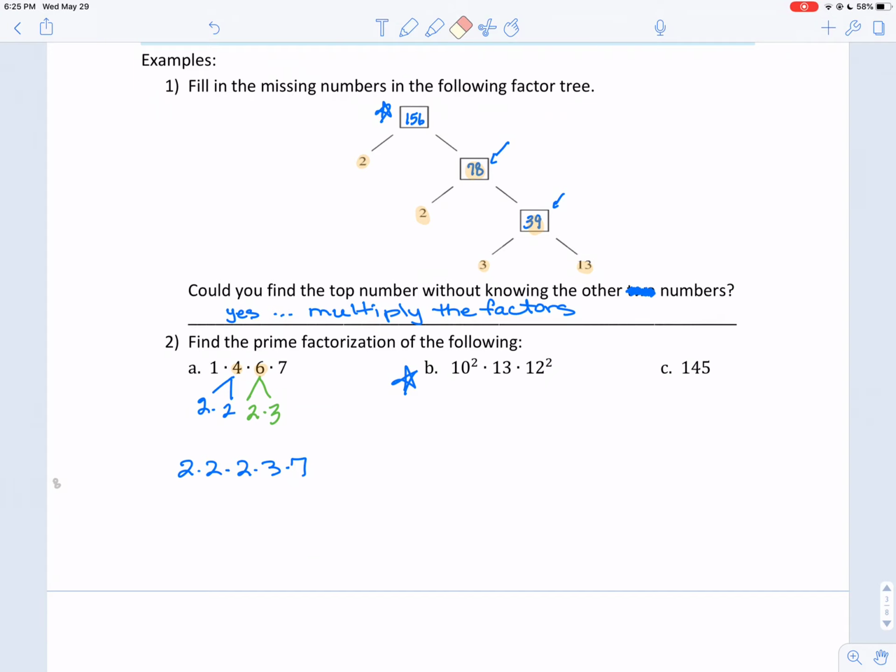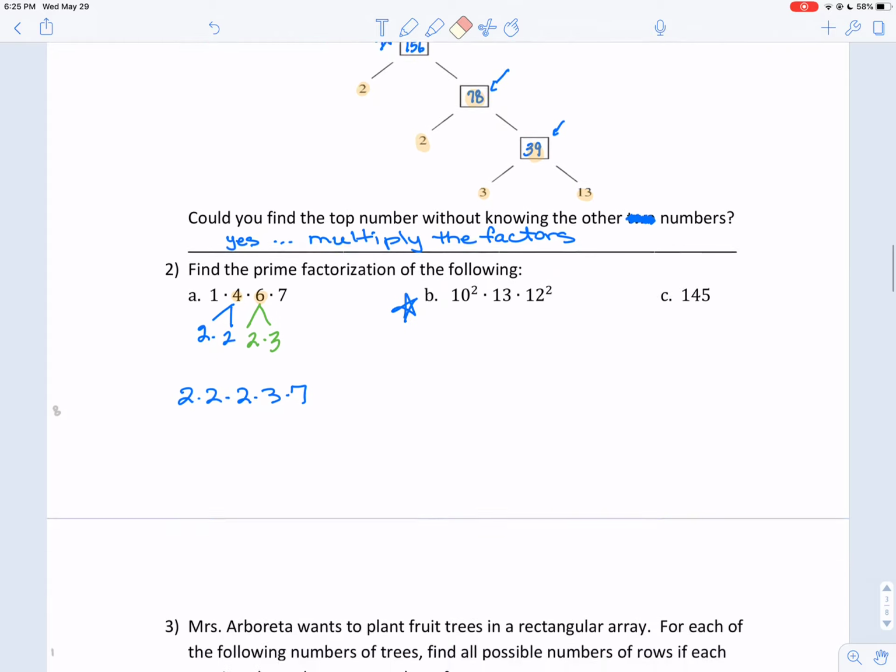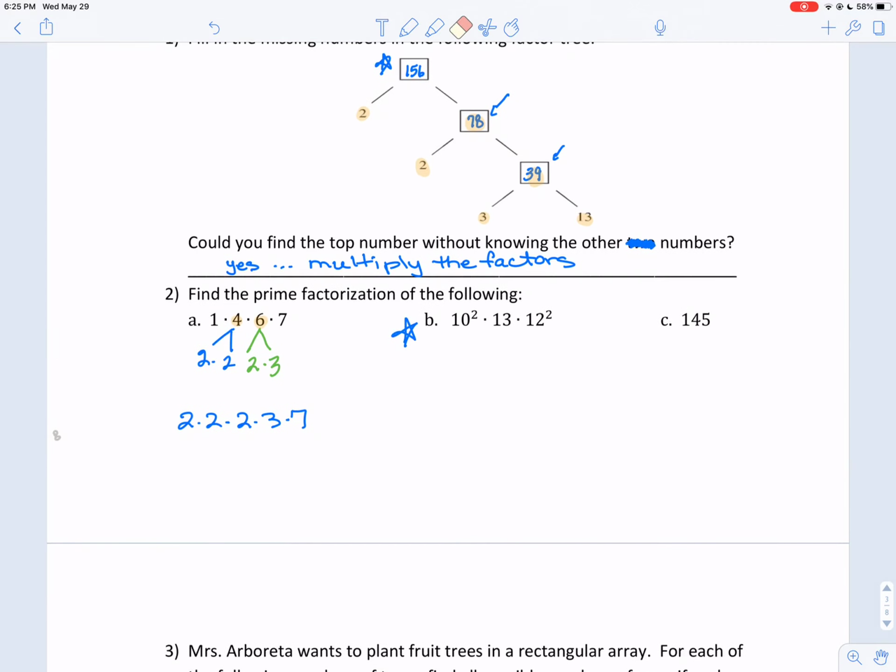So I'd like for you to do letter B and turn that in class. Now, I forgot to mention this, we could also write that as 2 to the third times 3 times 7. So either way would be a correct answer.